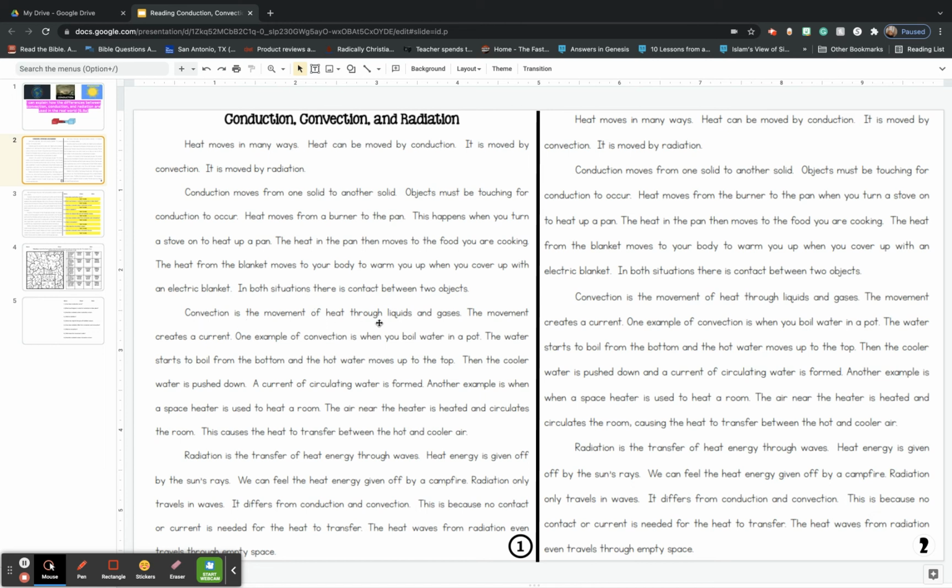Convection is the movement of heat through liquids or gases, or liquids and gases. The movement creates a current. One example of convection is when you boil water in a pot. The water starts to boil from the bottom, and the hot water moves up to the top.